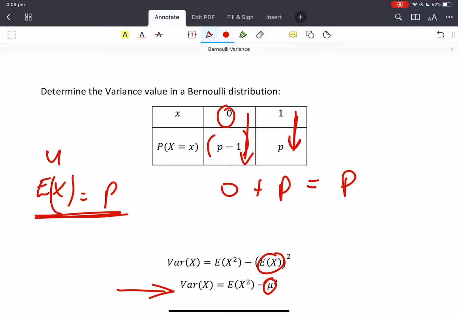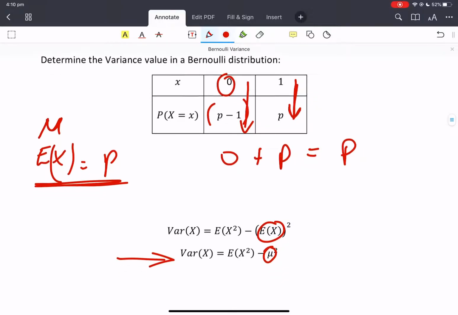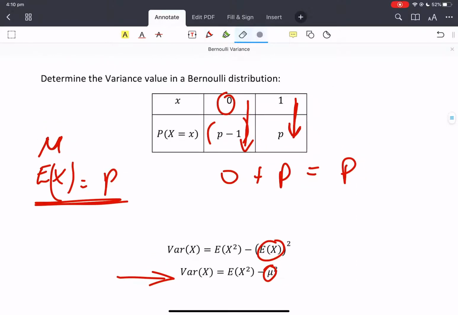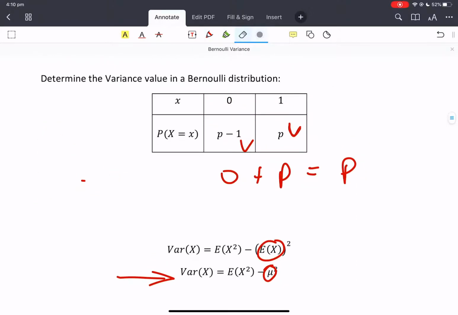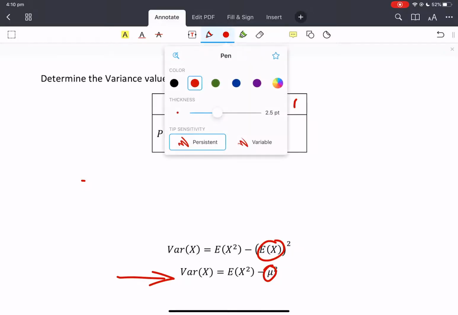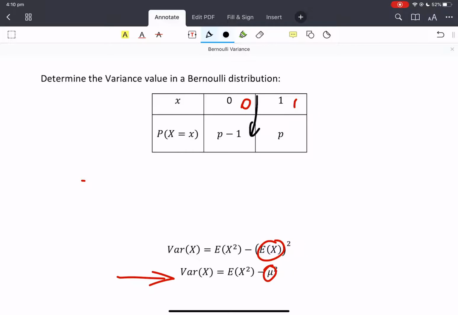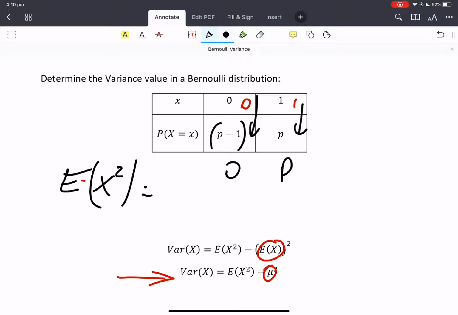So mu equals just p. The other thing that we're going to do is the sum of x squared. 0 squared is 0 and 1 squared is 1. Let's multiply down: 0 times (1 minus p) is 0 and 1 times p is p. So our expected value of x squared becomes p.